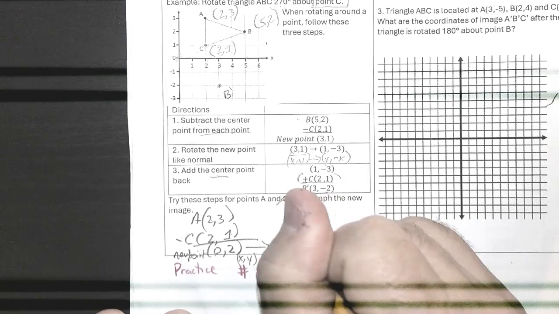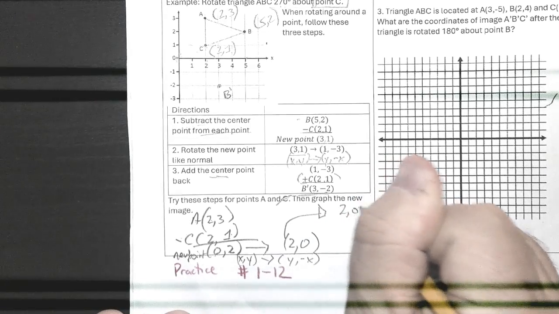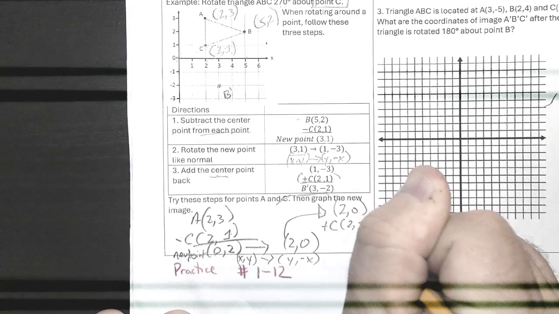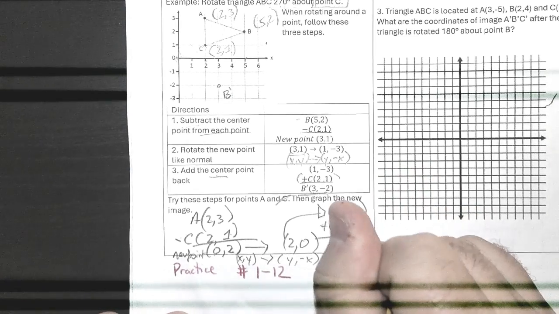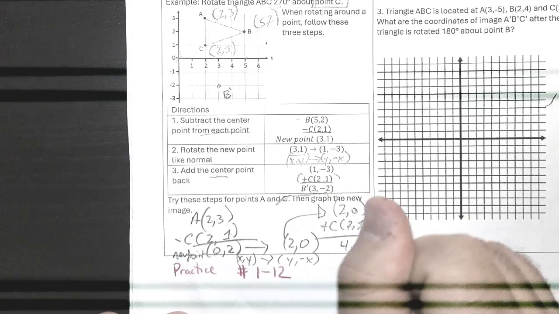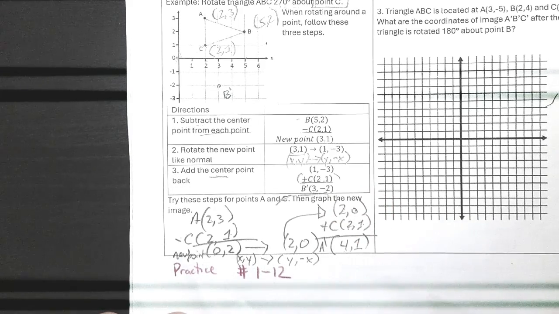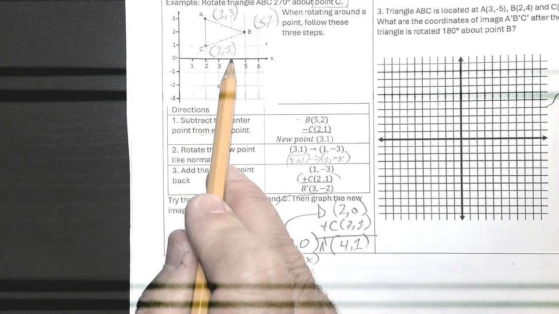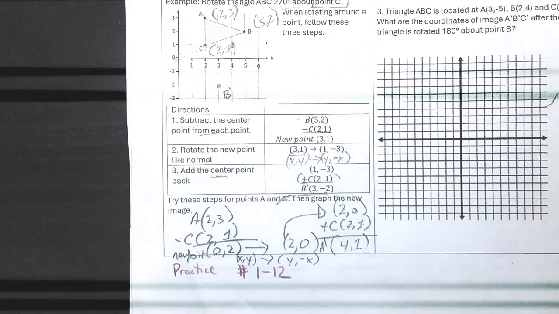All right, so we're gonna move this up here to 0. So we can add point C back in, which was 2 comma 1. 2 plus 2 is 4. 0 plus 1 is 1. So your A prime is 4 comma 1. So 4 over, up 1. So right here. I'm going to probably do this in a different color.